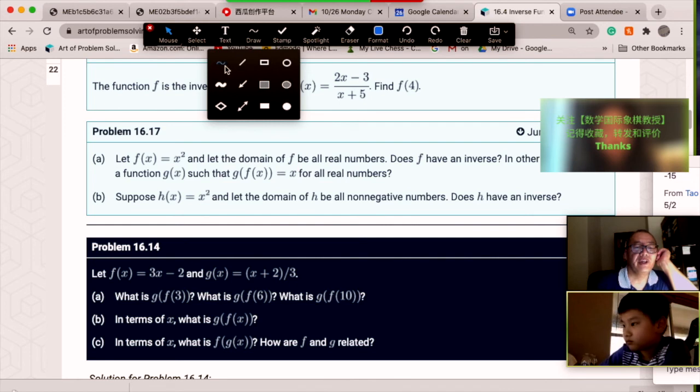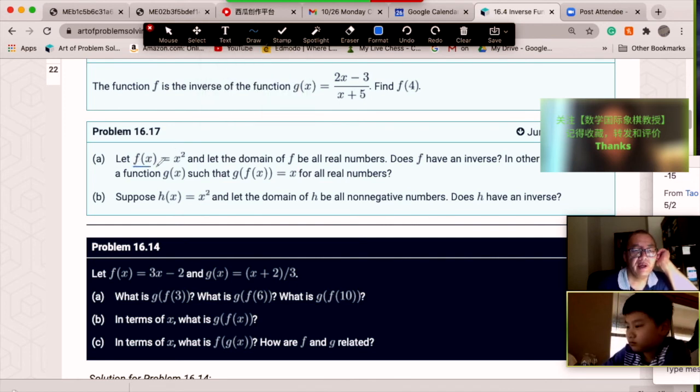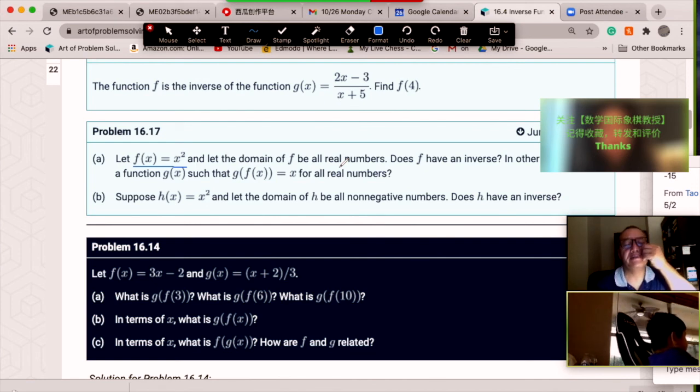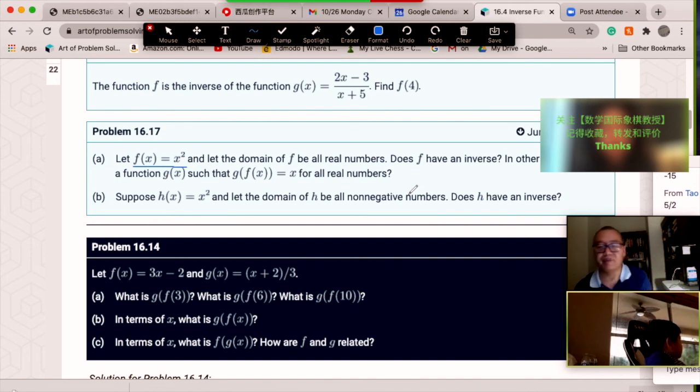Okay, so here f(x) equals x squared, and the domain of f is all real numbers. Does f have a reverse function? In other words, is there a function g(x) such that f(g(x)) equals x for real numbers? This one, everybody try to answer this problem. Yes or no?